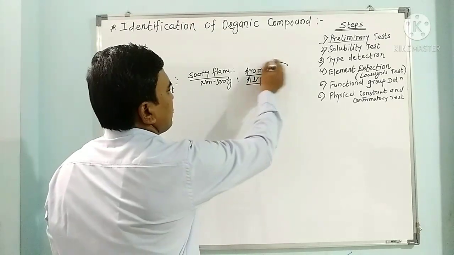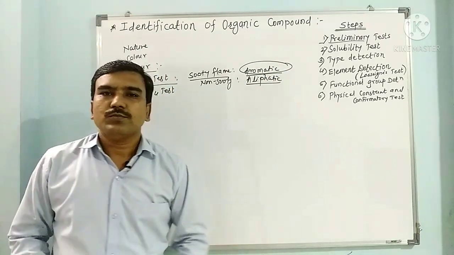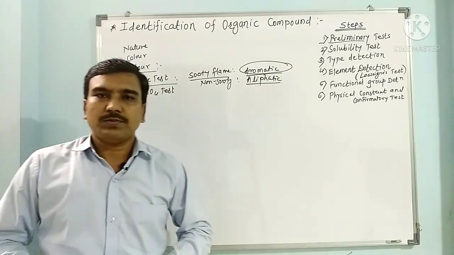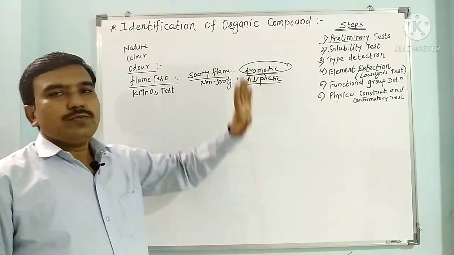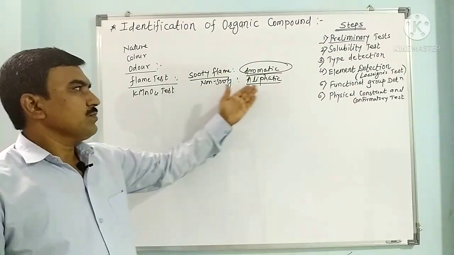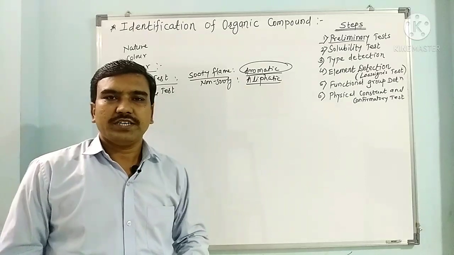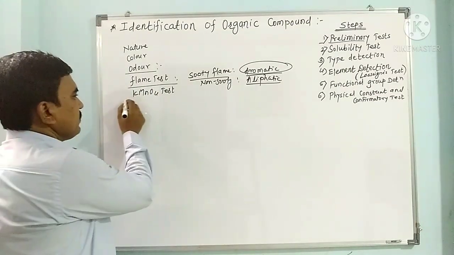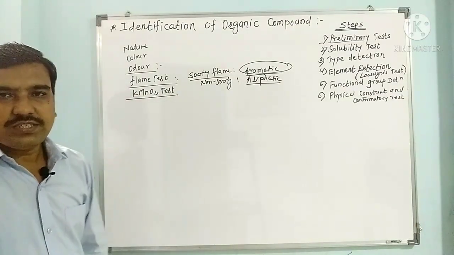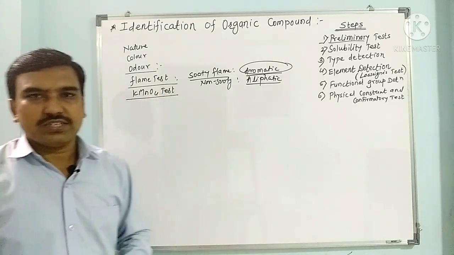So here we get a sooty flame because of the higher proportion of carbon and lower proportion of hydrogen. But a non-sooty flame we can find in the case of aliphatic compounds. Now the next test we are performing for the detection of unsaturation, that is the KMnO4 test.